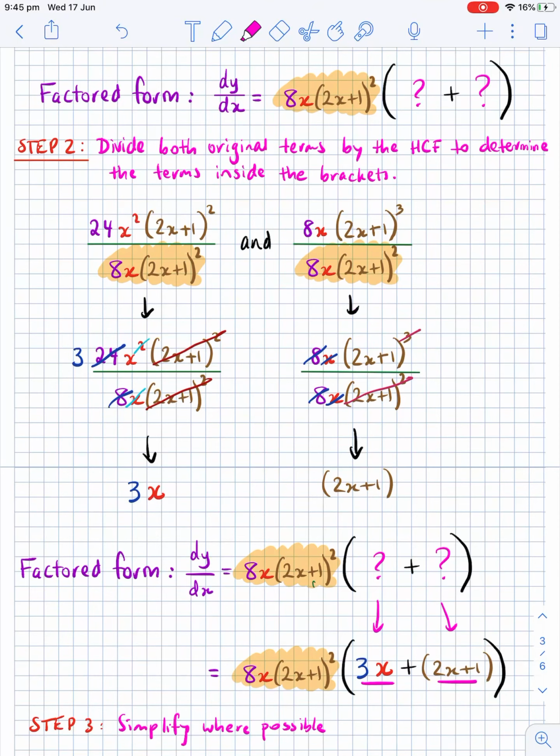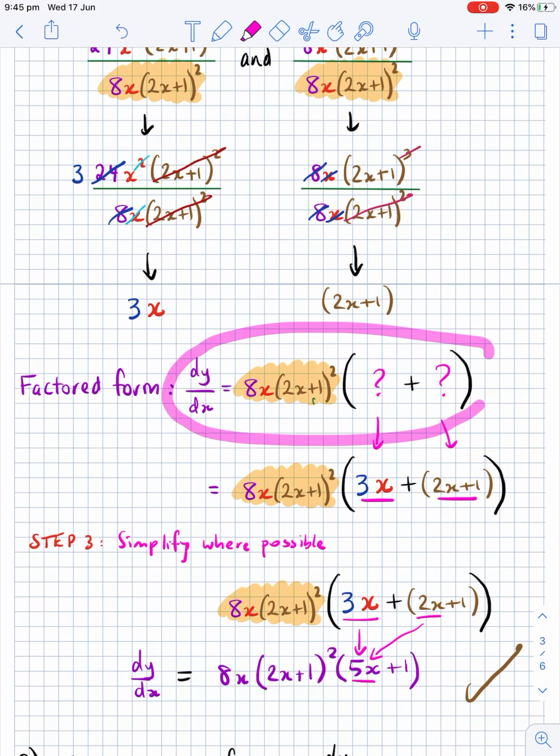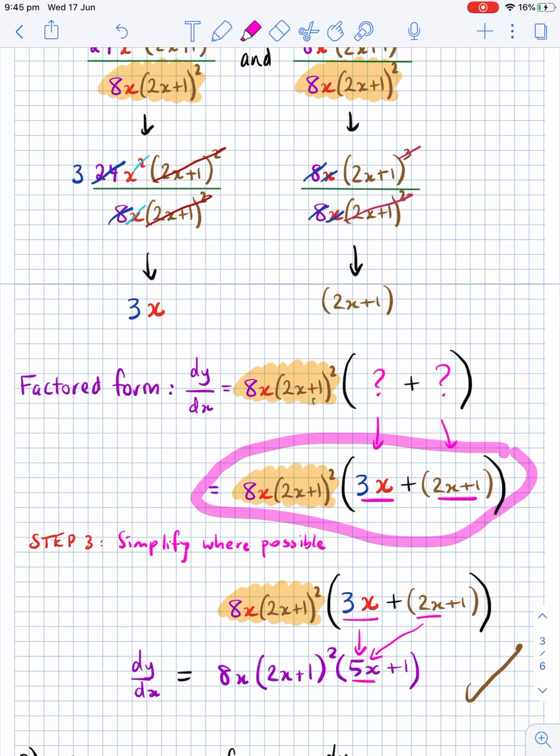Next up over here, we've got 2x plus 1 cubed over 2x plus 1 squared. 2 of these brackets is going to get rid of 2 of these brackets. So there's just going to be 1 left over up the top. The 8 over 8 cancels and the x over x cancels. So this leaves you just 1 bracket of 2x plus 1. So that's the second question mark of our bracket. So therefore our factored form becomes this.